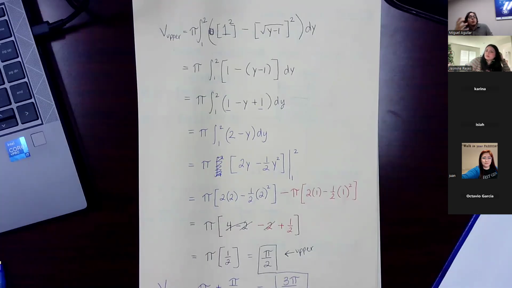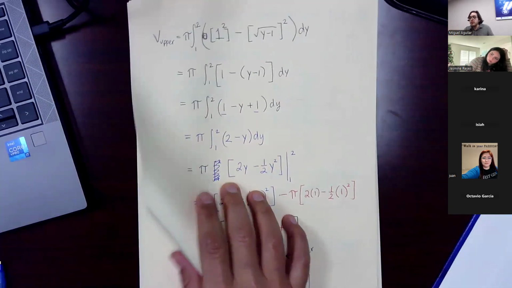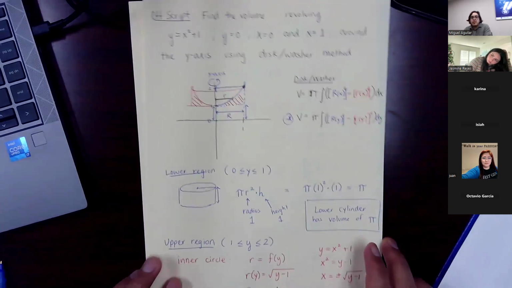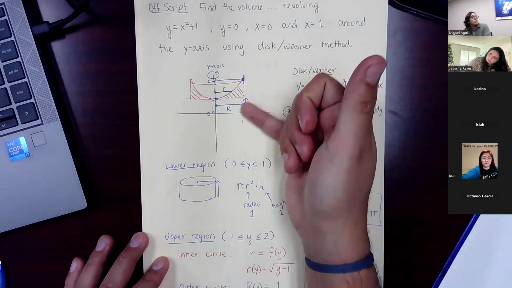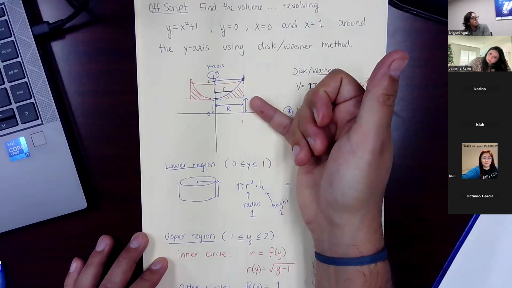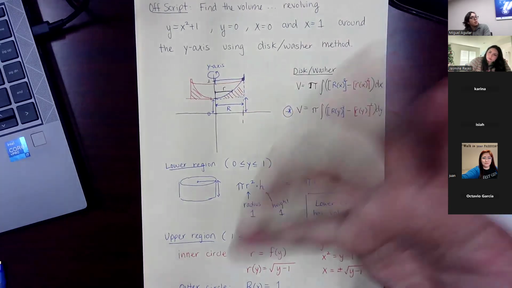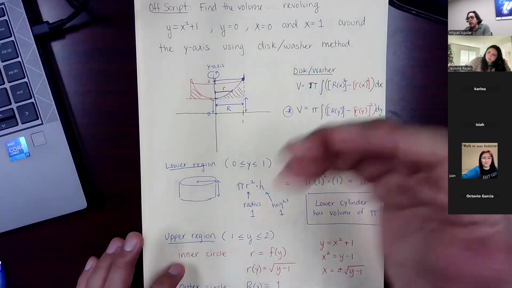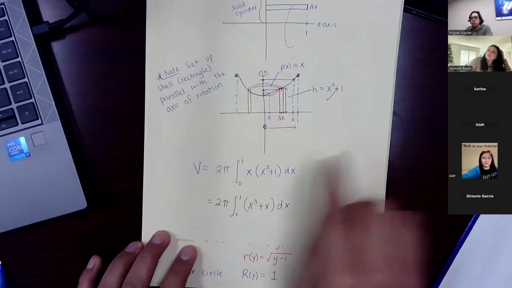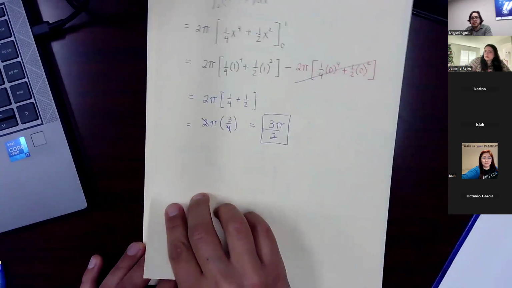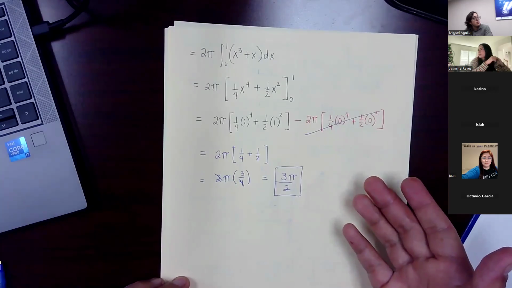You can most of the time use either method, but like we saw with this one, if we use the disk or the washer method here, we had to break it up into two regions and then find those volumes separately and then do a lot of algebra trickery to sort of put it all back together. When we did this with the shell method, we just had one simple integral to take care of, and there wasn't that much work on our part, right?